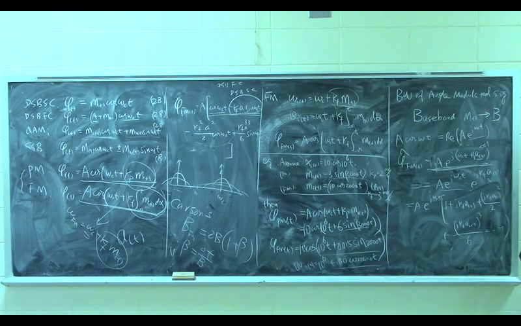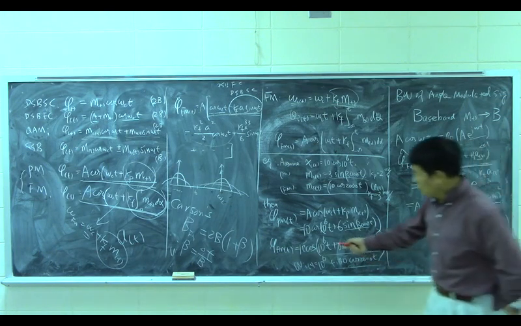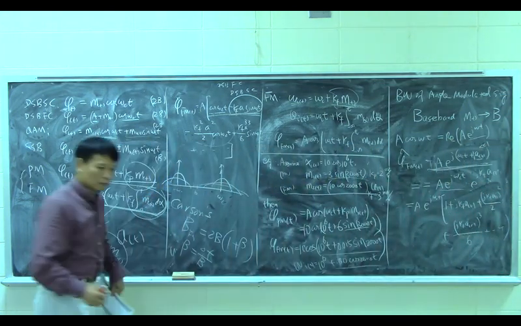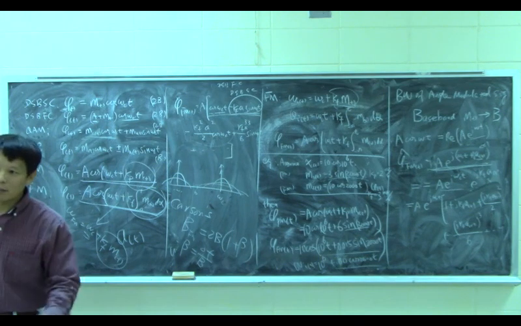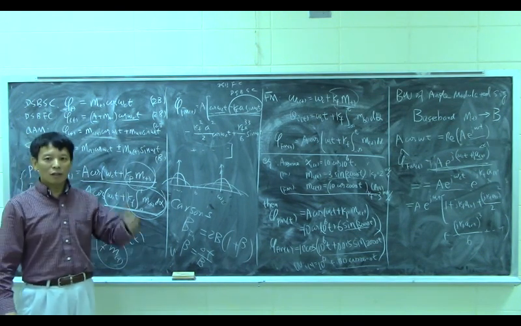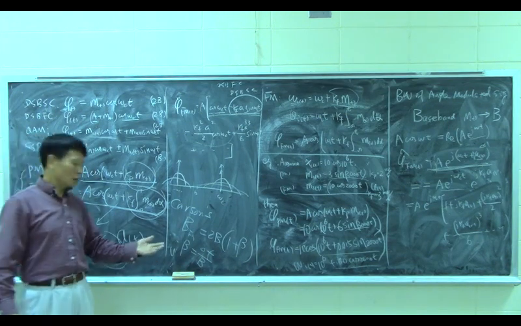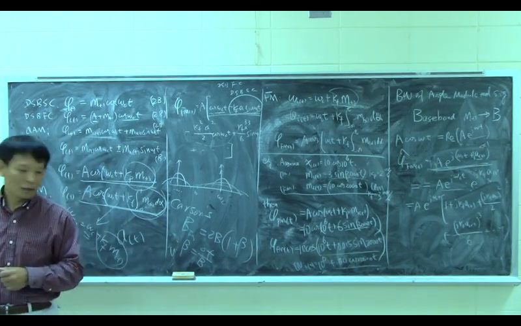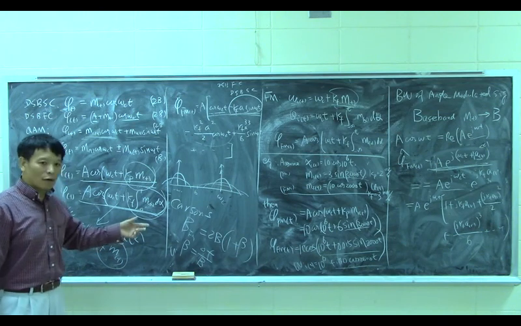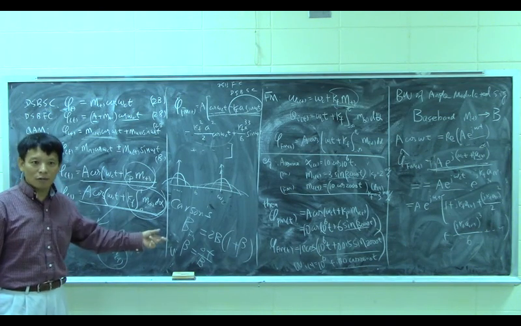Does that make sense? All right. So this is the frequency deviation, right? How to find the frequency deviation from the definition: the new frequency, the instantaneous frequency, minus the original frequency of the carrier signal. So that is the frequency deviation.